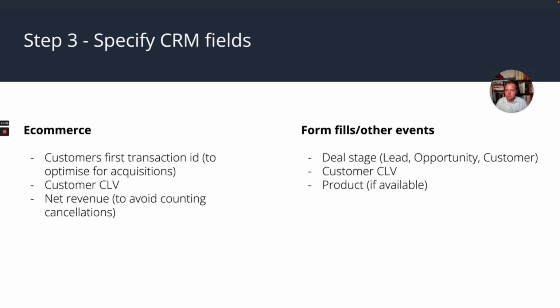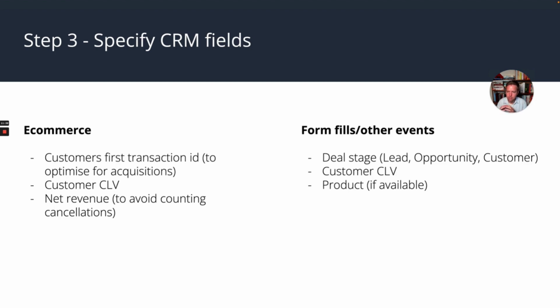Now, as a first step here, you would just need to specify the CRM fields. In e-commerce, you most likely want to have the first transaction ID if you want to optimize for acquisitions, and then you want to join the data. So you want to give a data stream where you give the transaction ID, number one, and the second field is the CLV. So you have the acquisition journey and the CLV, so you can model towards that.